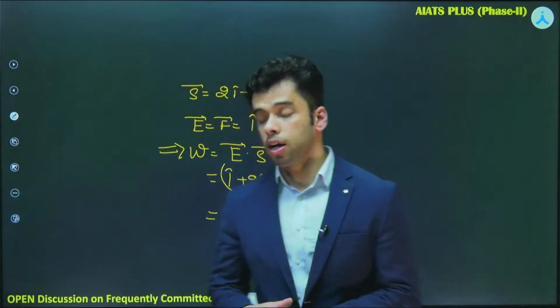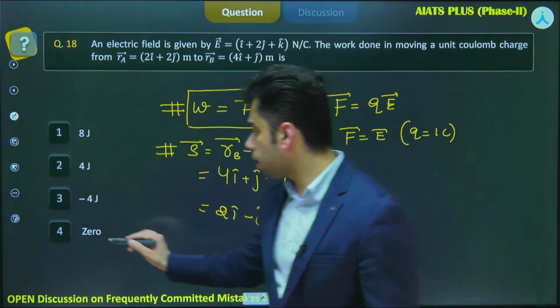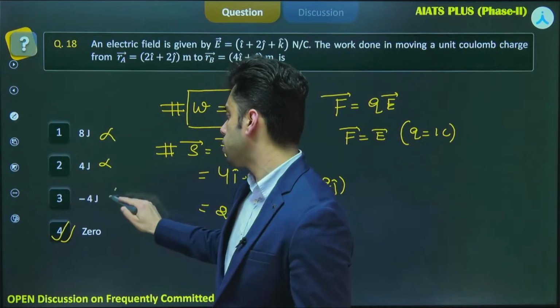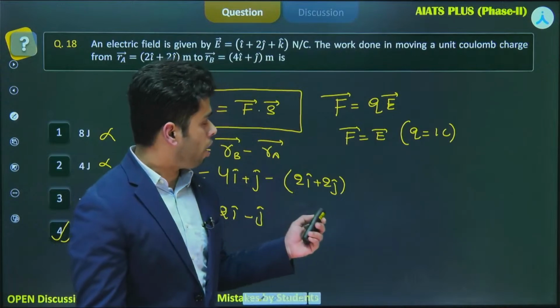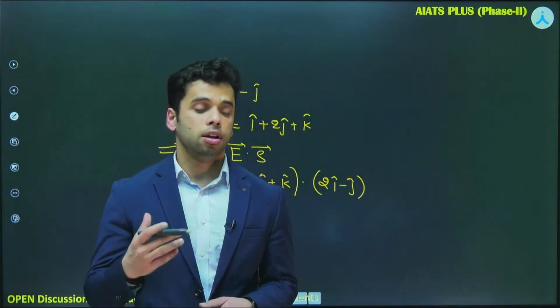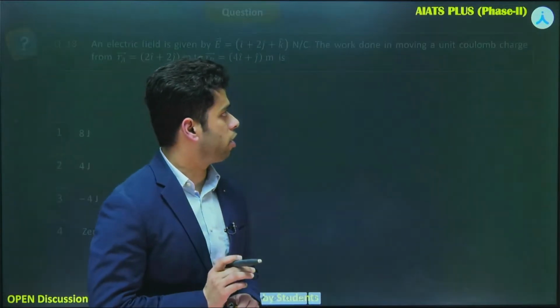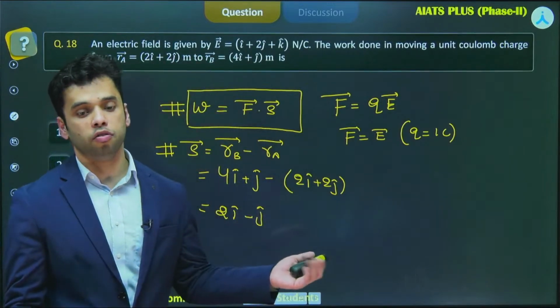Okay, someone was commenting the answer as minus 4 joule. I am getting the answer as 0. So it means that the correct answer should be option 4. So 8 joule, 4 joule and minus 4 joule, they are wrong. So I hope that the student who got the answer as minus 4 joule, you are clear where you went wrong while attempting such kind of problems. And I hope I made it clear to you how to attempt such kind of problems.